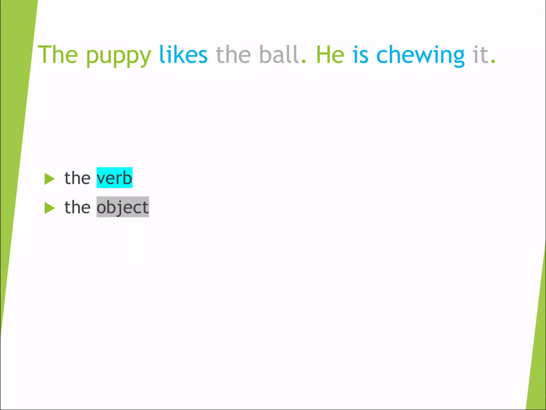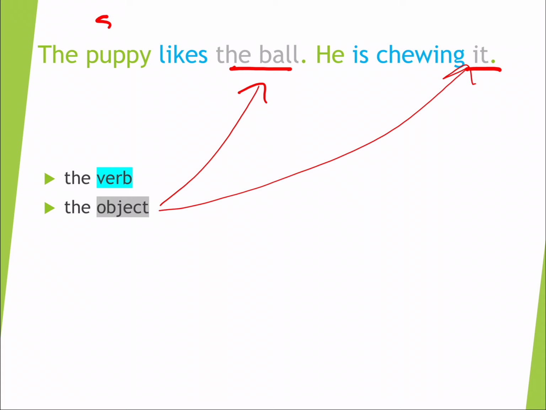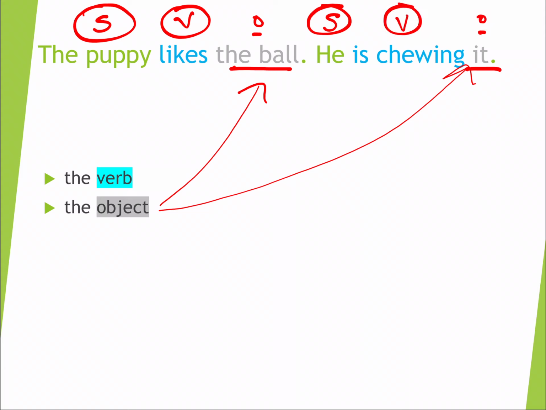Okay, the verb is marked in blue, and the object is marked in gray. So the puppy likes what? The ball. He is chewing what? He is chewing it. So you can see the pronoun is the object. Okay, the object, the ball, and it. So again, just to review, we have the subject, the verb, and this verb needs an object. Subject, verb, and this verb needs an object for meaning.